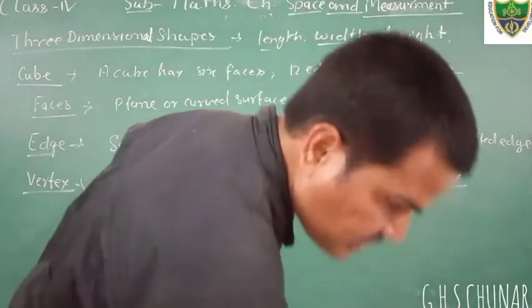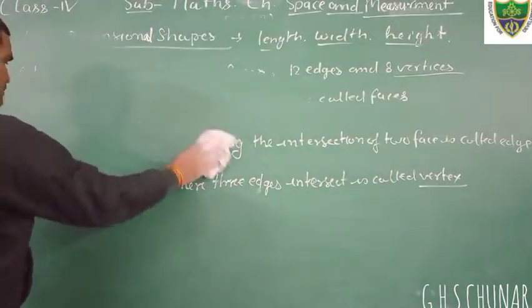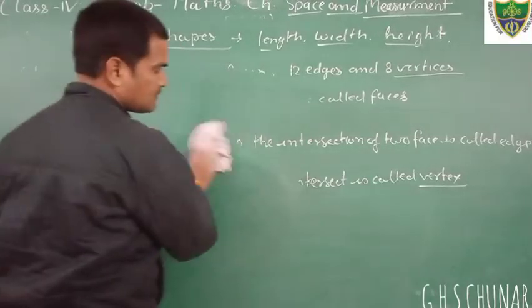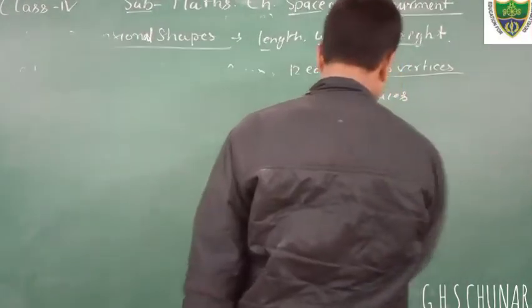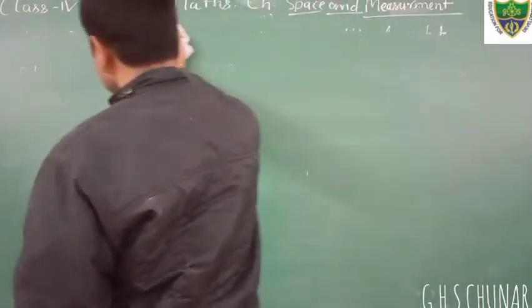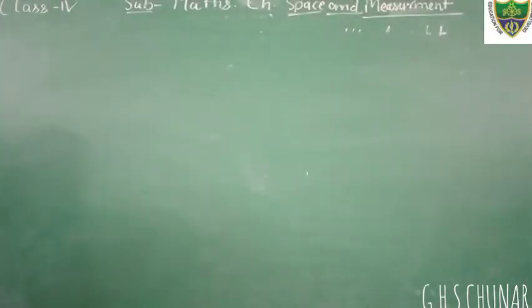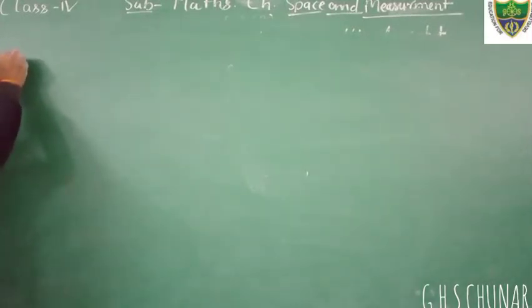Now we discuss some other three-dimensional shapes. How many faces, how many vertices and how many edges do they have? In some more 3D shapes, first is the prism.